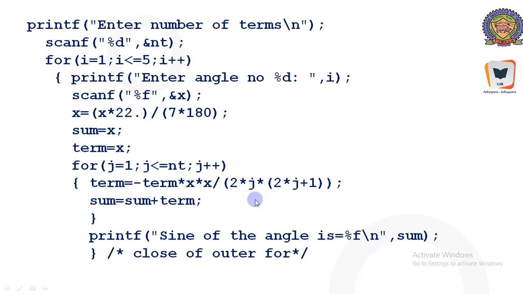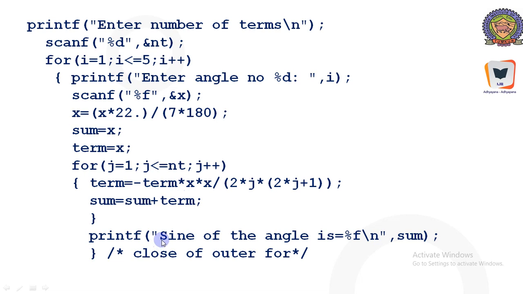j will bring with it the value 2, 2 into 2 is 4, 4 into 4 plus 1, that is 5. So the earlier term contains x cube by 3 factorial. Now it becomes x to the power of 5 by 5 factorial by multiplying the earlier term with a negative sign. So this is how we generate alternating positive and negative terms.